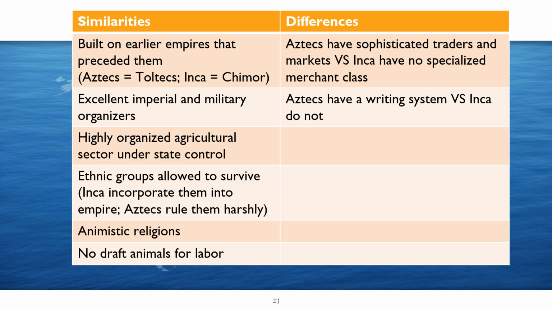They both consisted of ethnic groups which were allowed to survive based off of different types of tribute systems, of course. Both of these groups of people were animistic in their religion. And the craziest thing that we talked about in class was that they had no beast of burden. They had no draft animal for labor.